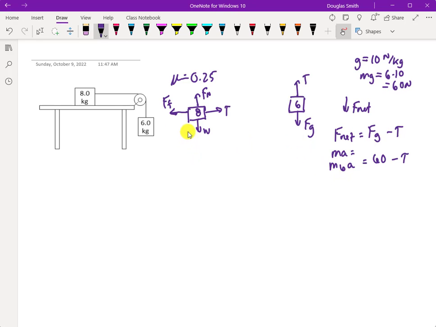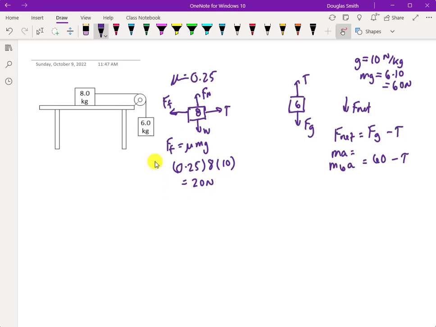Let's look at this one then. We know that vertically this mass is balanced. It's sliding horizontally on the table. So the force of friction is mu mg in this case, so that's equal to 0.25 times 8 times 10. One quarter of 8 is 2, so that's 20 newtons.